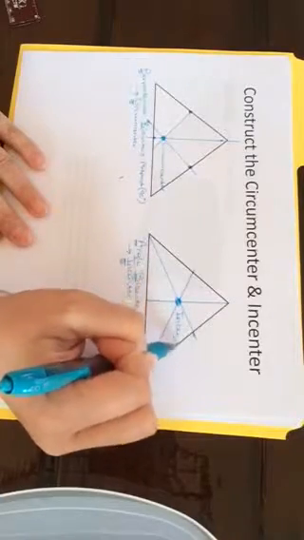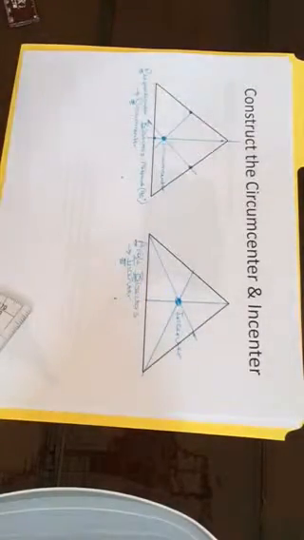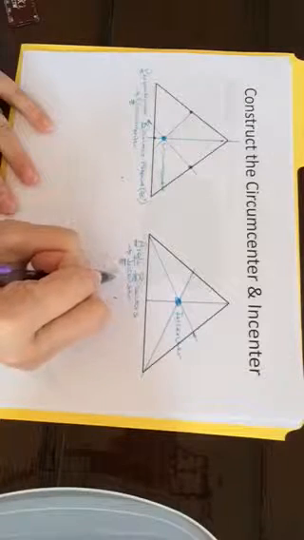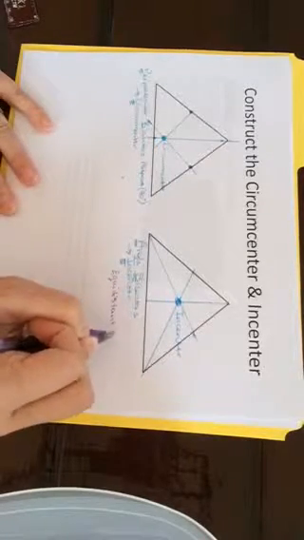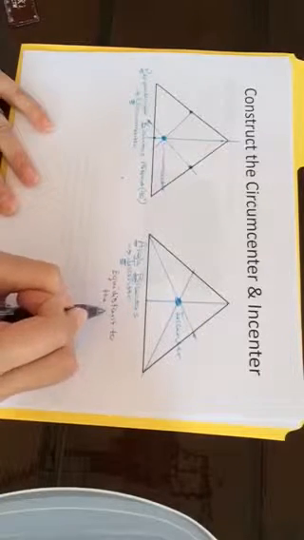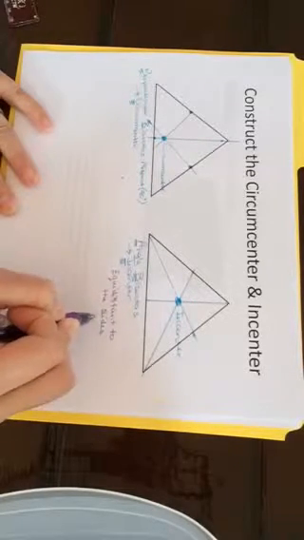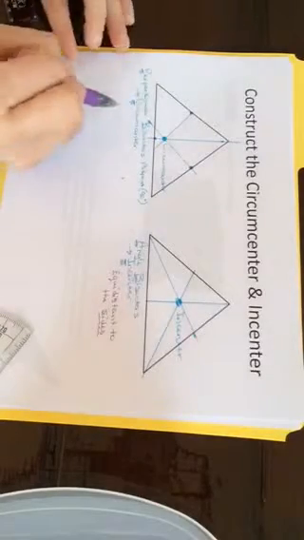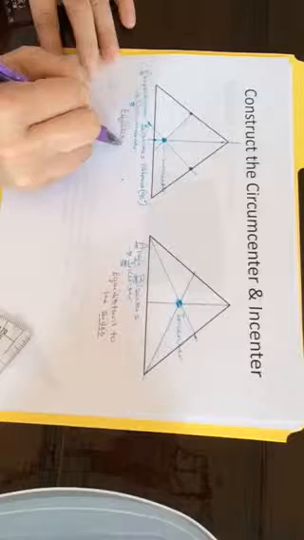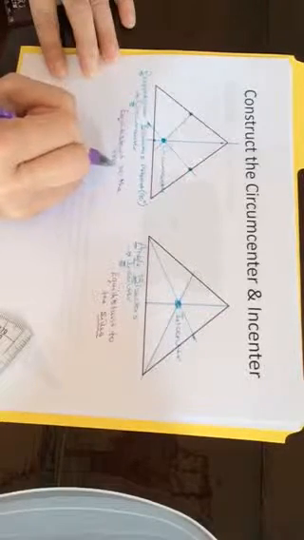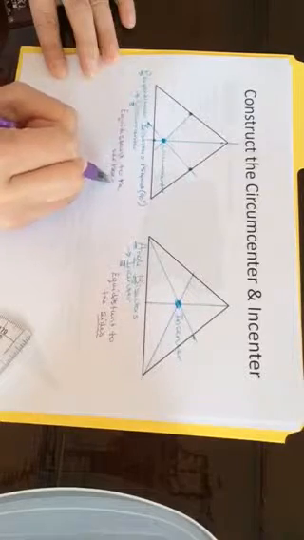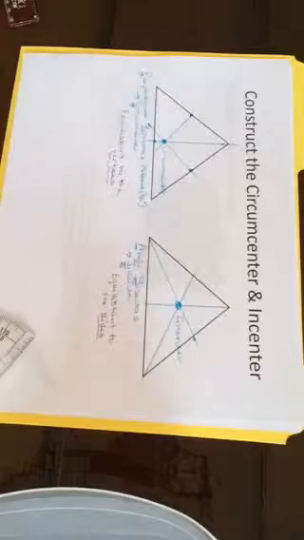Now, let's remember what the property of each of these are. The incenter is equidistant to the sides of the triangle. The circumcenter is equidistant to the vertices. Okay, so we're going to be diving into and using those properties here.